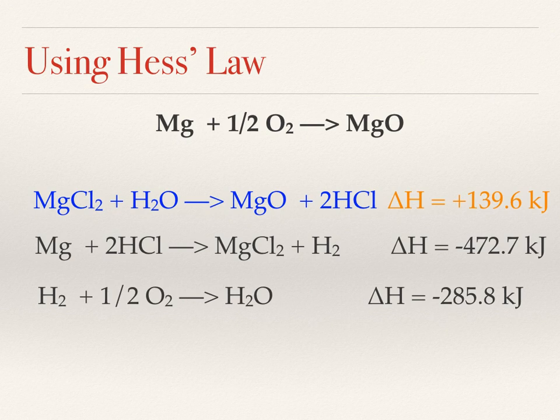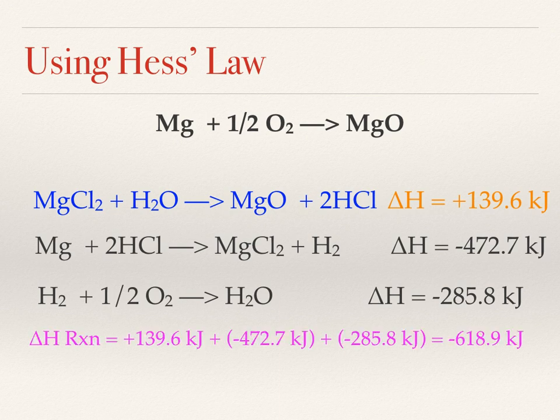Once we do that, when you add up equations algebraically, anything that's on the same side, like your hydrochloric acid, your hydrogen, your waters, your magnesium chlorides, those are all going to cancel out, and you're going to be left with our reaction, which we have at the top. So once you add those up algebraically, you cancel out the formulas. We need to add up all of our heats of reactions. And we add those up and we get about negative 618.9 kilojoules.